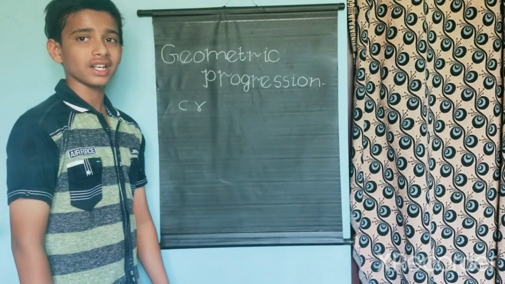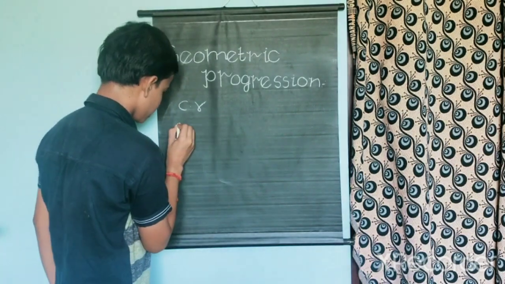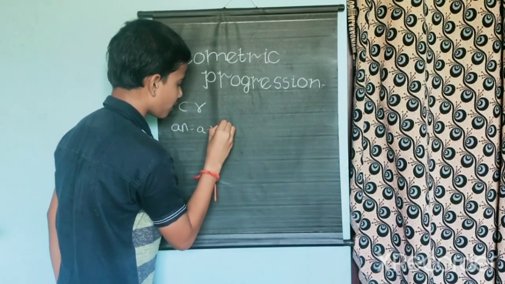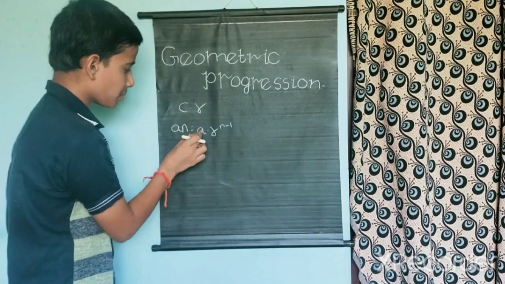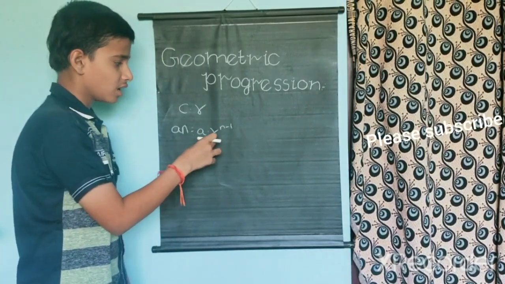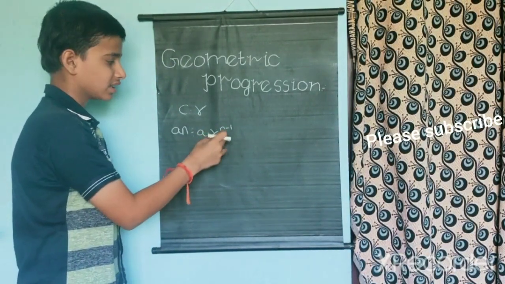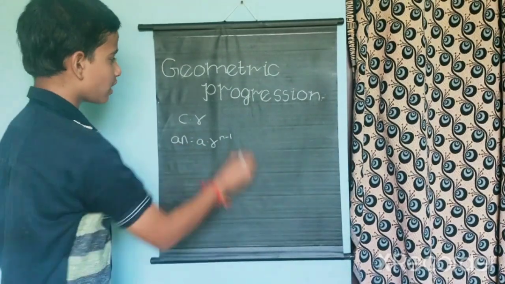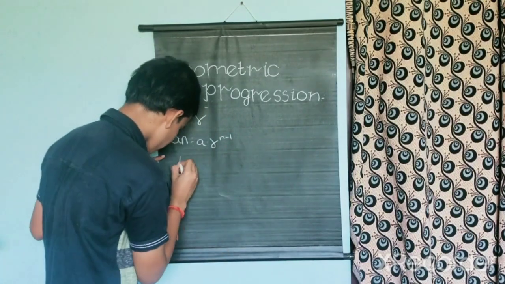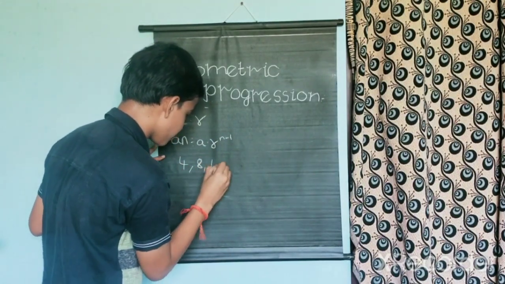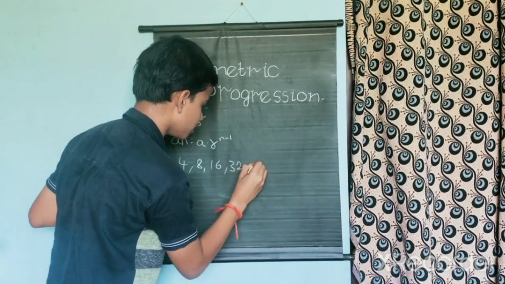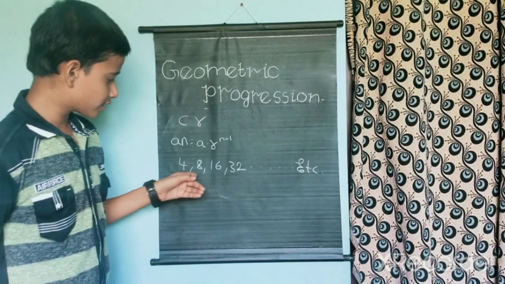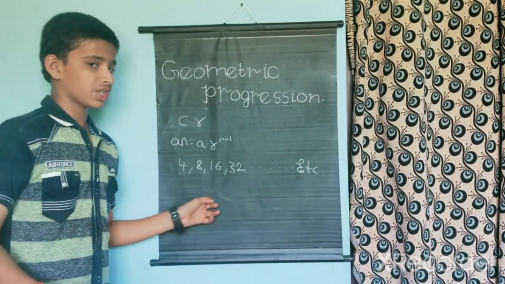In a geometric progression, the nth term formula is an equals a into r power n minus 1. Here a means the first term, r means the common ratio, and n means the nth term. An example for a geometric progression is 4, 8, 16, 32, and so on.